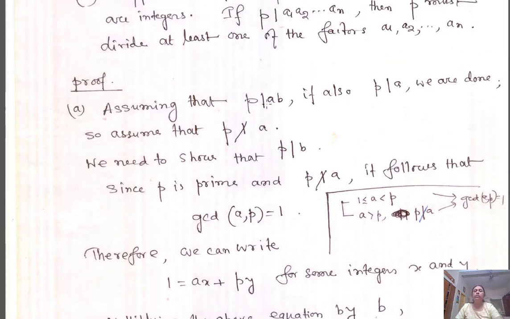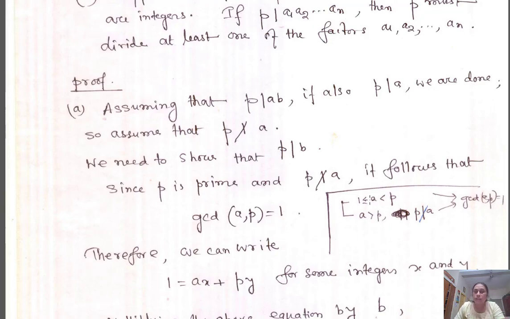So the first one we have to show is that if p divides ab, then either p divides a or p divides b. So p divides ab, and suppose p divides a, then we are done. If p does not divide a, we need to show p must divide b. Now p is prime, and if p does not divide a, then by the earlier theorem we know that p and a must be co-prime.